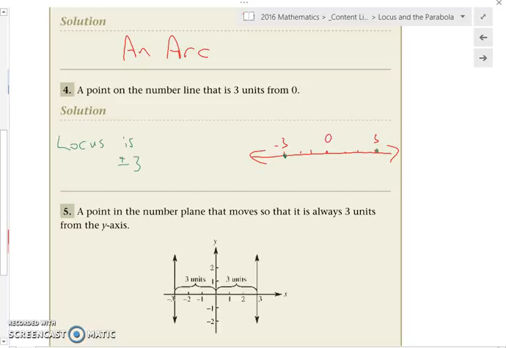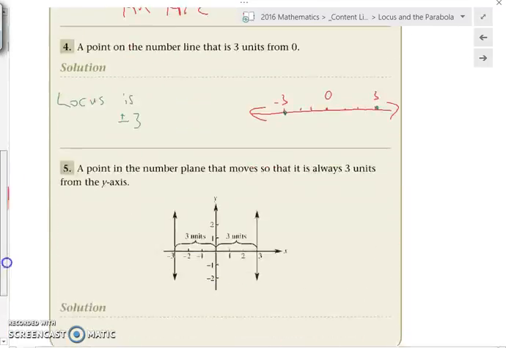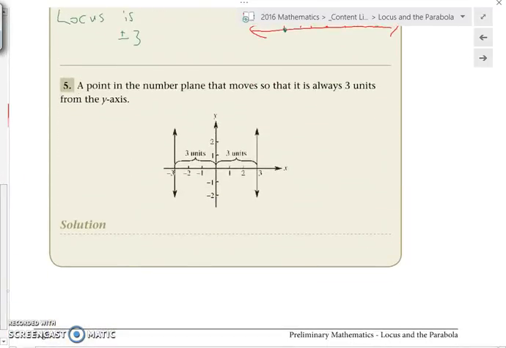Now, that was only one-dimensional. We're talking about a number plane. We're now moving into the realm of 2 dimensions. So we're now talking about a point in the number plane, not on it. We're not on a number line. We're now 2-dimensional. A point that moves so that it is always 3 units from the y-axis. Yep. It's just 2 points, yeah. If that's part of its conditions, yeah.